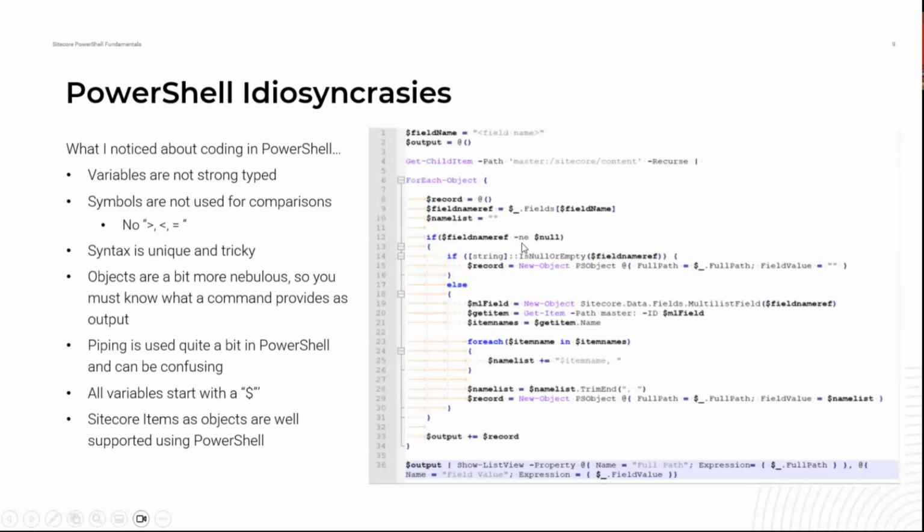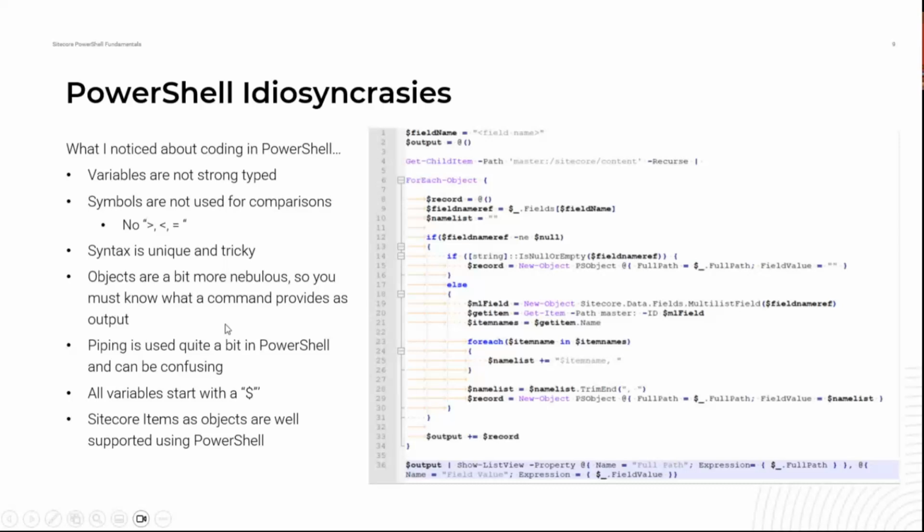So in other words, you wouldn't use greater than symbols, less than symbols, equal signs for comparison purposes. You would actually use text. So -NE is not equal, -GT would be greater than, -LT would be less than, etc. if you need to make those types of comparisons, doing things like if statements and things of that nature. The syntax is unique and can be tricky, so you do want to pay attention to how you put together your code.